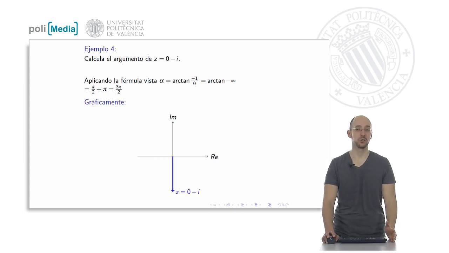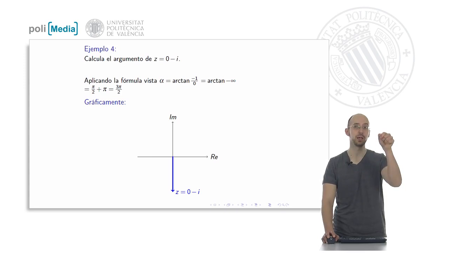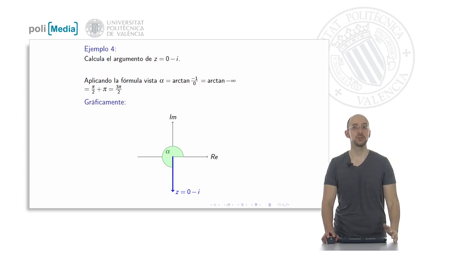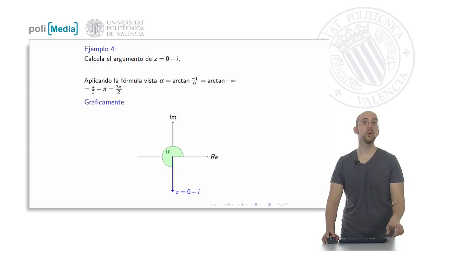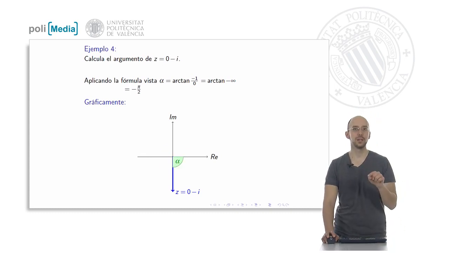Very easy. Look at where this complex number is represented. In this case, that's the complex number. It's on the imaginary axis, but on the negative side. What angle does it make with respect to the real axis? Very easy. 270 degrees, which is the same as 3 pi halves. We could have answered this to the question of what is the argument of this complex number, or we could have taken the negative and said that the argument is minus pi halves.